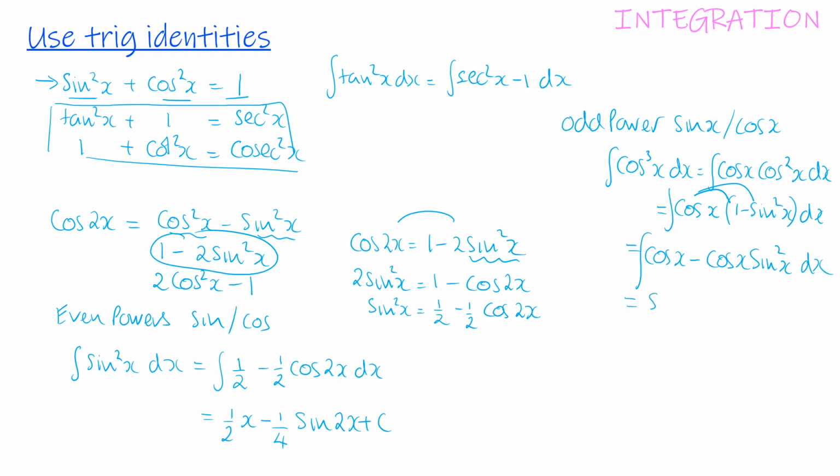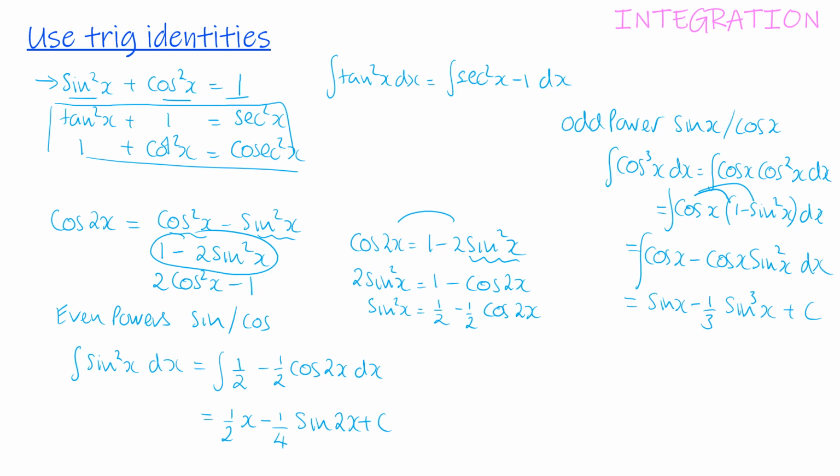Cos is just going to integrate to sine x, and then here from the reverse chain rule, this is just going to be minus 1/3 of sine cubed x. So that's how to integrate odd powers.